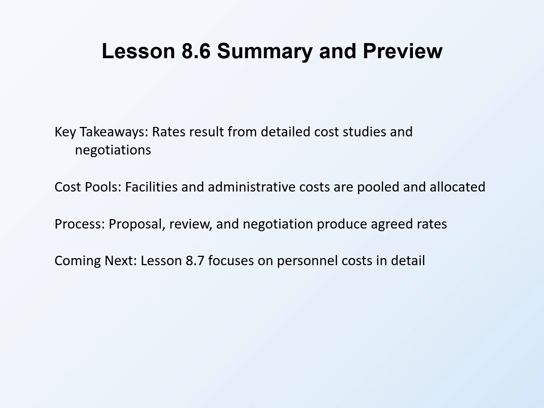Cost pools aggregate similar indirect costs for allocation. Facilities costs, including depreciation, utilities, and maintenance, form one major pool. Administrative costs, including management, sponsored programs administration, and departmental support, form another. Each pool is allocated to activities using appropriate methods.